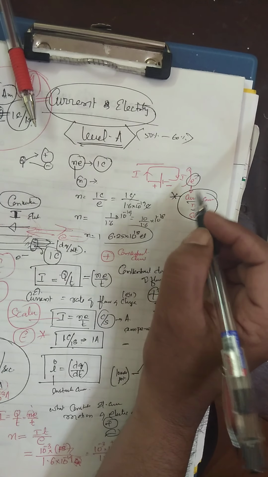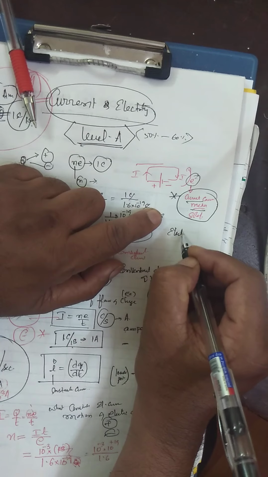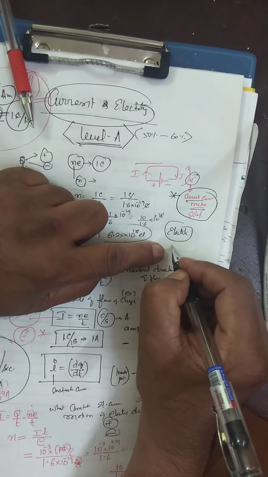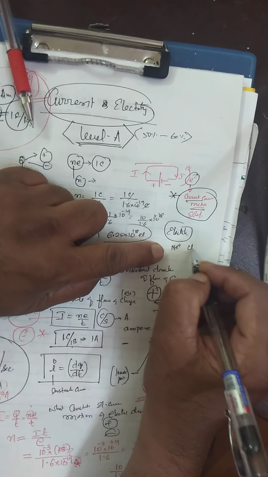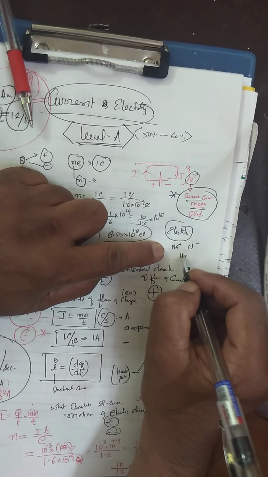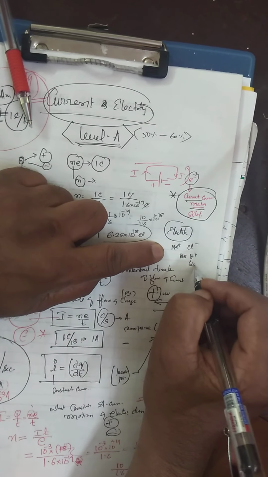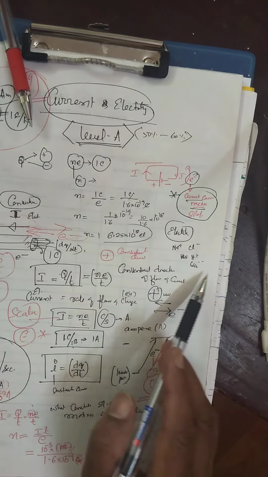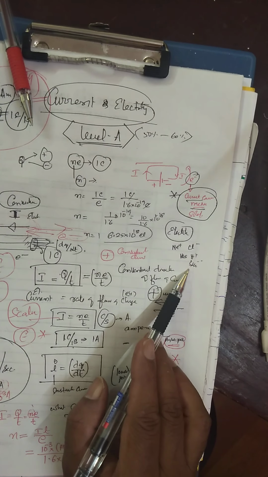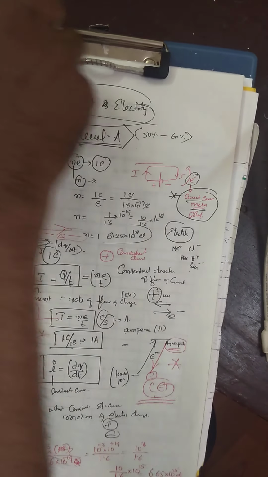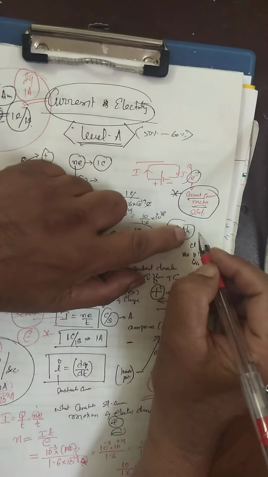Name the current carrier in electrolyte. In electrolyte, which is the current carrier? Ions, no? Sodium ion or chloride ion, hydrogen ion or sulfate ion. Therefore, the current carriers in the electrolytic solution are ions. These are all CET questions.